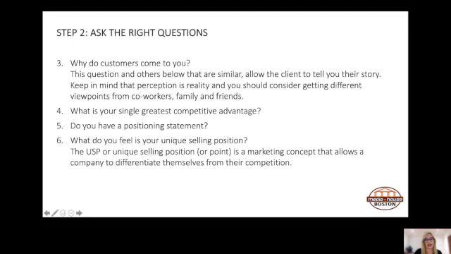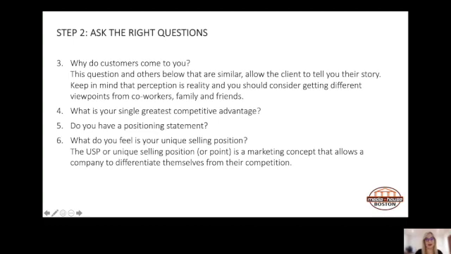This question and a couple of other questions that are similar allow your client to tell you their story. Keep in mind that perception is reality, and you should consider getting different viewpoints from coworkers, families, and friends, okay? So talk to different people, interview different people with regards to this specific client to see why it is that people utilize the specific product or service. Again, think of design thinking. You can see how the two are linked, eh?